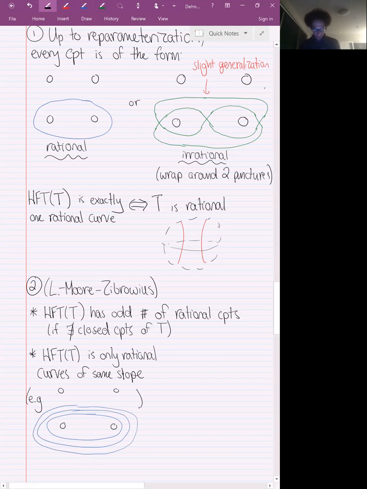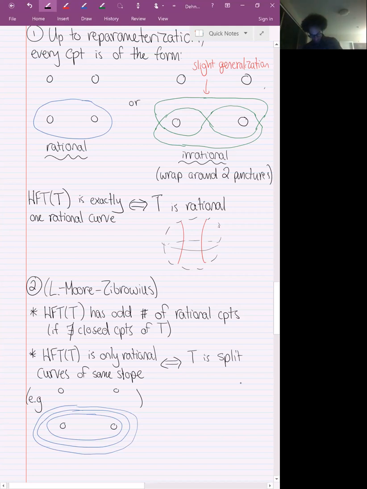Now, you might think about this for a second, and if you've thought about the Künneth formula in, say, knot Floer homology, you might guess that this is what the tangle invariant of a rational tangle connect sum the trefoil looks like. And in fact, these are the only kinds of tangles that have this very simple HFT of T. So the theorem is that HFT of T is only rational curves of the same slope if and only if T is what we call a split tangle.